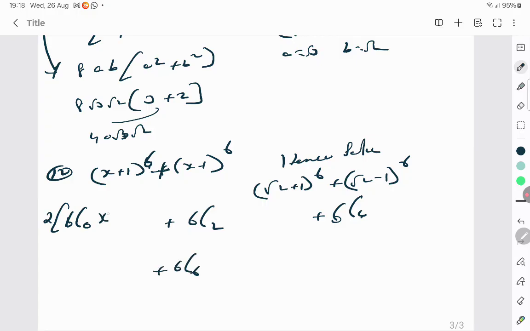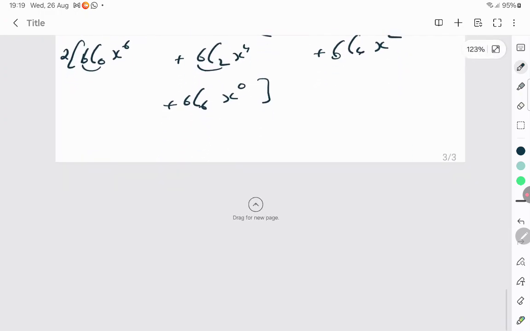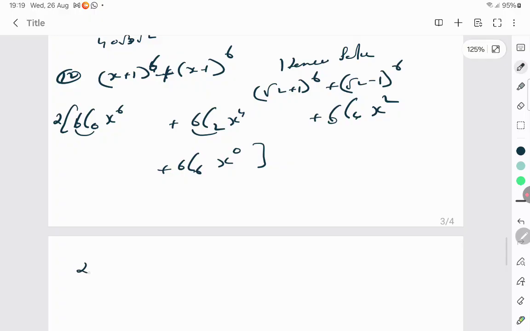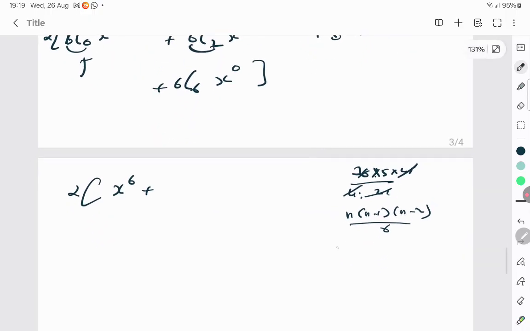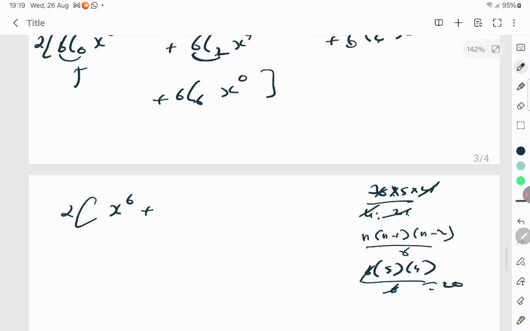So it's x to the power 6, 1 to the power any number, ignore, x to the power 4, x to the power 2, x to the power 0. Oh, that's all. Okay. So what's this adding up to? 6C0 is 1, x to the power 6. 6C2 is 6 factorial by 4 factorial into 2 factorial, which is 6 into 5 into 4 factorial, 2 3s are 6, it's 15. Or n into n minus 1 into n minus 2 by 6, which is 6 into 5 into 4 by 6, so 20. Whichever way you want to do, you can do.